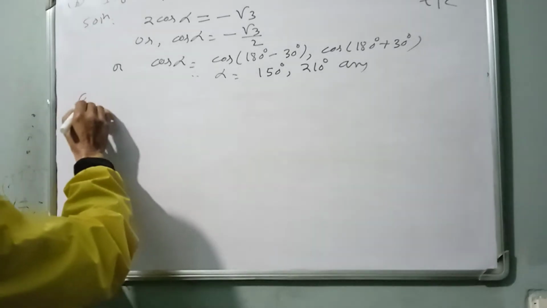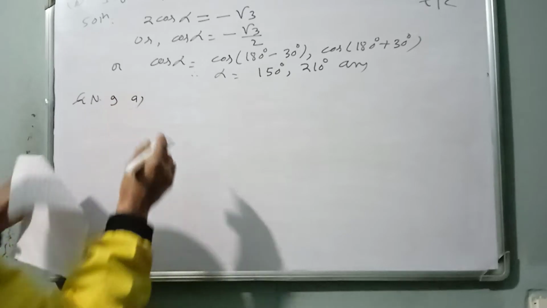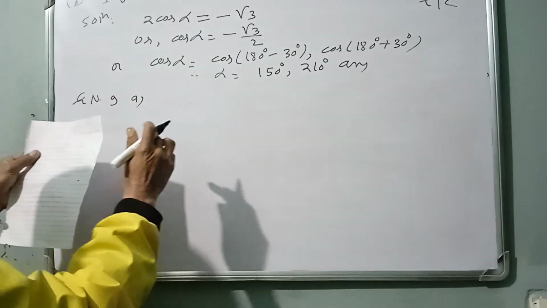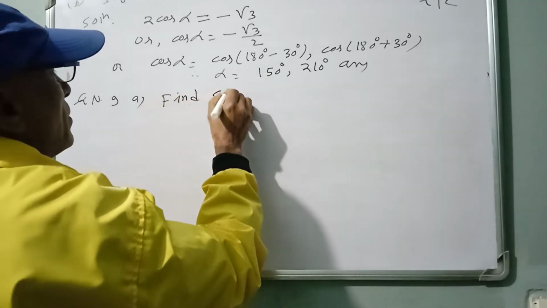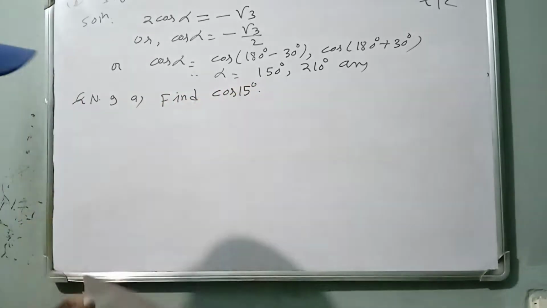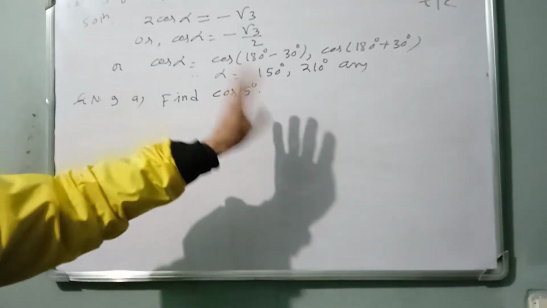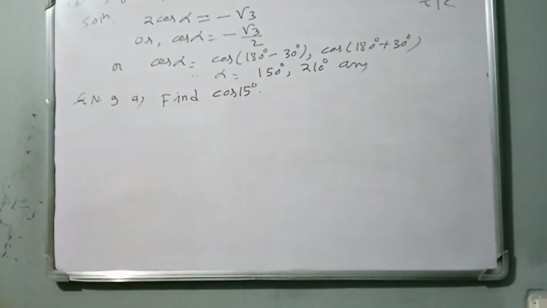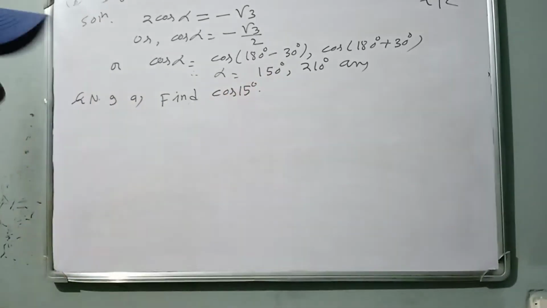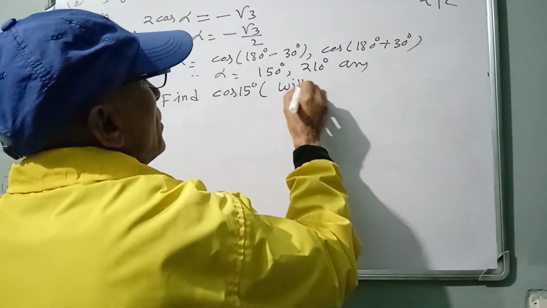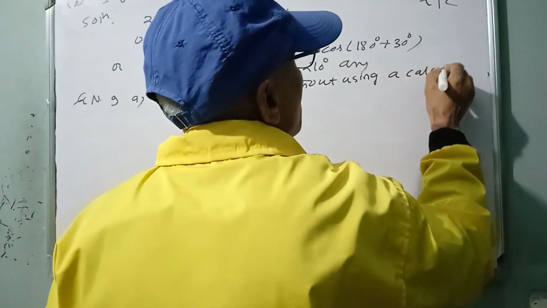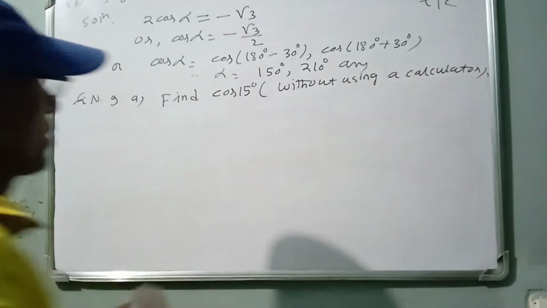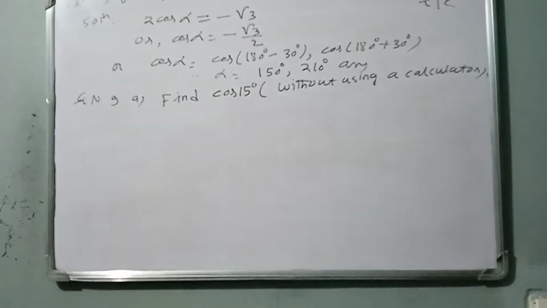Question number 9A. This is very short. Find cos 15 degree, or you can write pi by 12 also. Find cos 15 degree without using a calculator. It means calculator प्रयोग नगरिकन cos 15 को भ्यालु निकाल्ने, for 2 marks.